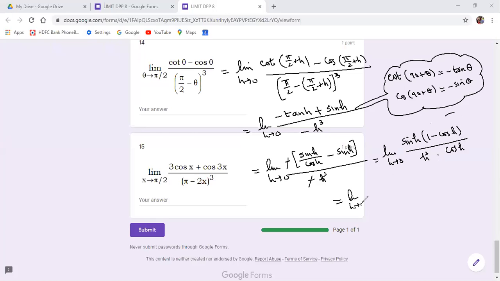Limit h tending to 0, sin h upon h, this became 1. 1 minus cos h upon h square, this became 1 by 2. And 1 by cos h became 1 by cos 0. So 1 into 1 by 2 into 1 by cos 0 is 1 by 2. So the answer became 1 by 2. Just because of this cube sign, I made a mistake in writing the sign of the answer.